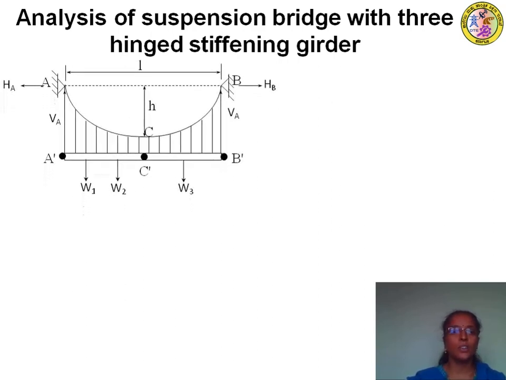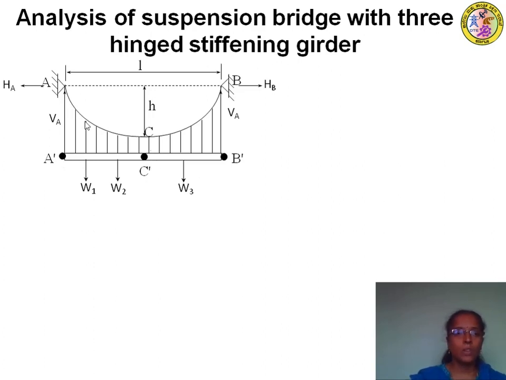So let us assume ABC as a cable of span L, and H be the dip of the cable. Let A dash, B dash and C dash be the girder which is used to stiffen the suspension bridge, wherein it is hinged at A dash, B dash and C dash.